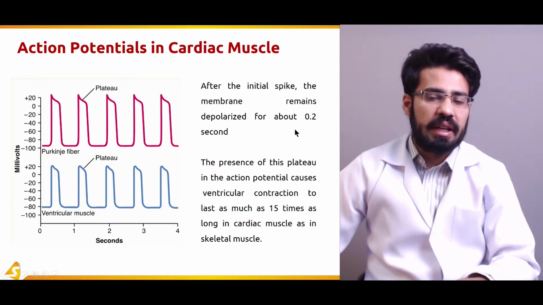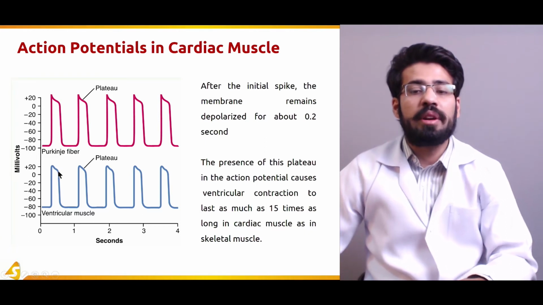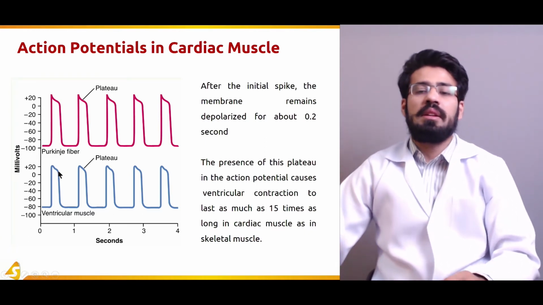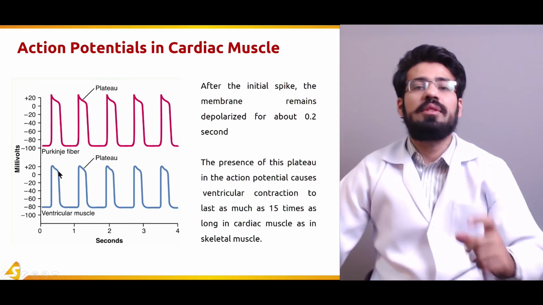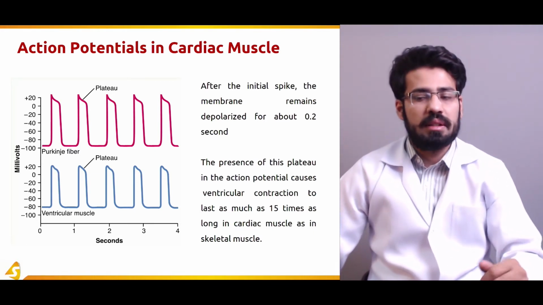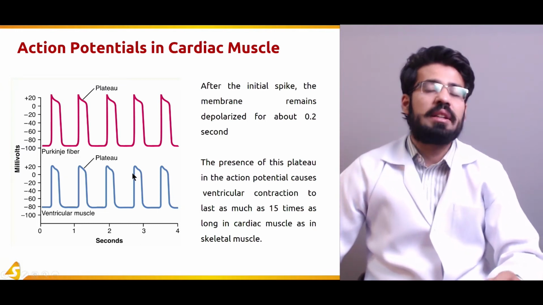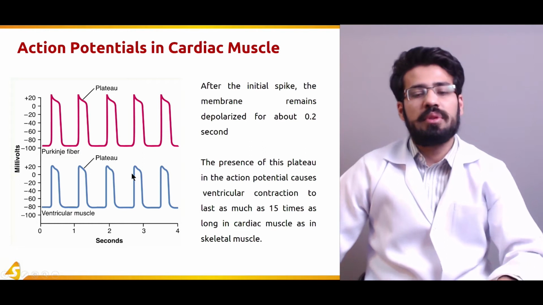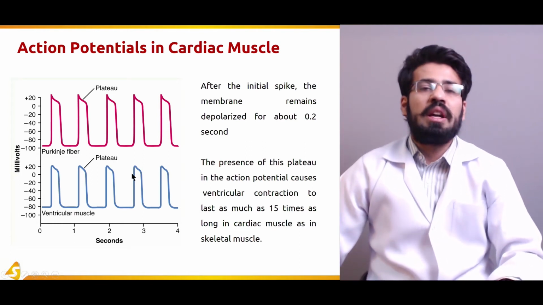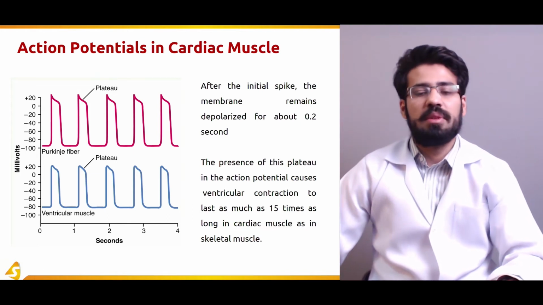Now here, after the initial spike, the membrane remains depolarized for about 0.2 second. This 0.2 second plateau phase is not present in the skeletal muscles, and we are going to discuss in detail why it is so. The presence of the plateau phase in the action potential will of course cause the ventricular contraction to last as much as 15 times as long as that of the skeletal muscles.